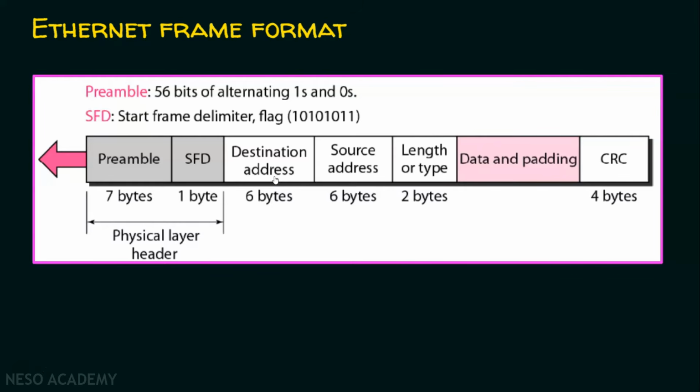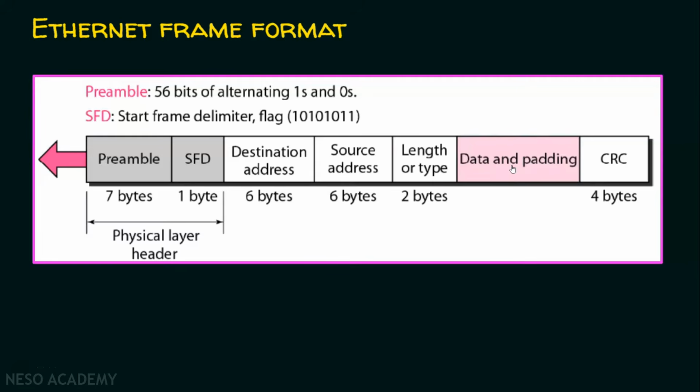Then the next field is the length or type field, which is 2 bytes. The length field decides the length of the data and the type of the data, that is, which upper layer protocol it is using. That information is placed in this part. And then comes the data and the padding. The data means whatever it has received from the upper layer, that is the network layer, and that information is placed here. Generally, padding is used to make the frames a fixed size.